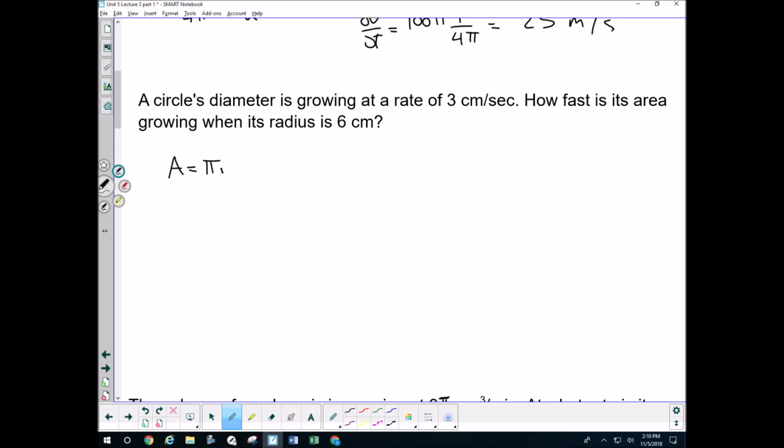So we're talking about the area of a circle, so we need pi r squared. We're given the diameter is growing at 3 centimeters per second. We're trying to find dA/dt, how fast the area is growing. We're given that r is 6. I've got A equals pi r squared, but what also will help me is knowing that twice my radius gives me my diameter.